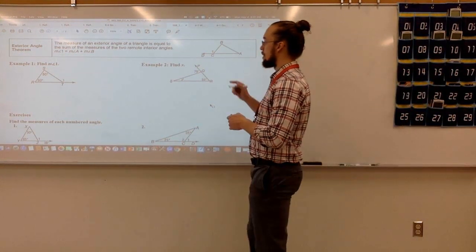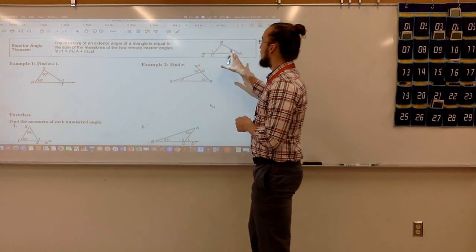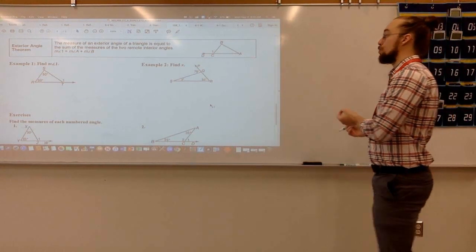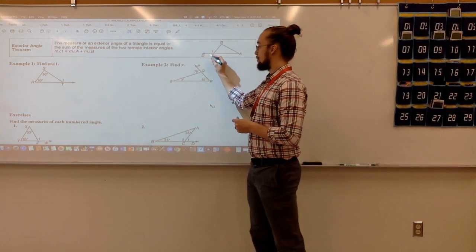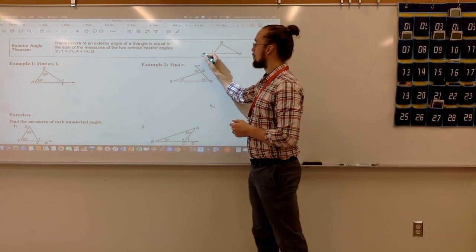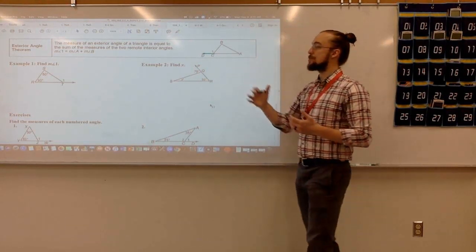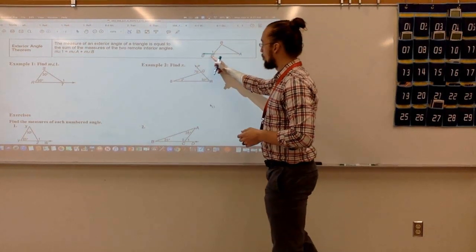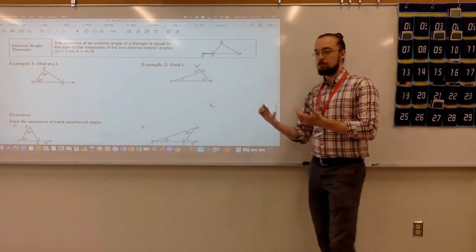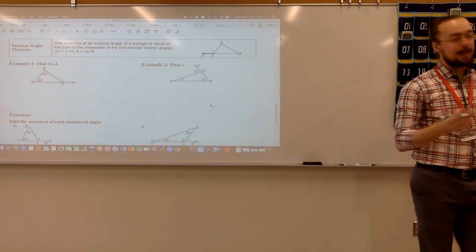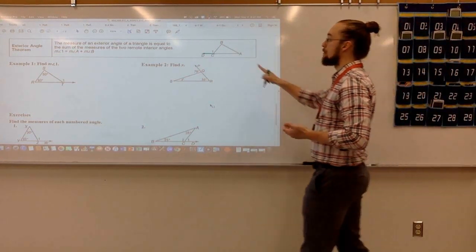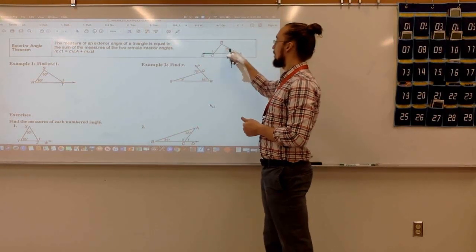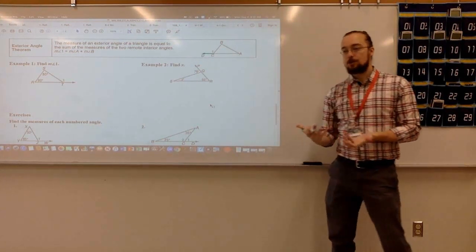This one just says that any two interior angles have to be equal to the measure of an exterior angle. So an exterior angle is just if I were to extend the side of one of the triangles, and it creates an angle outside of the triangle with one of the sides. Okay, that's an exterior angle. So what we're saying is if I add the two angles together that aren't right next to that angle, it has to equal the exterior angle.